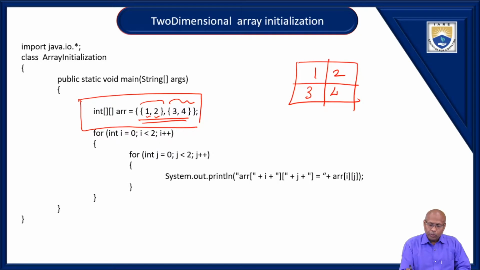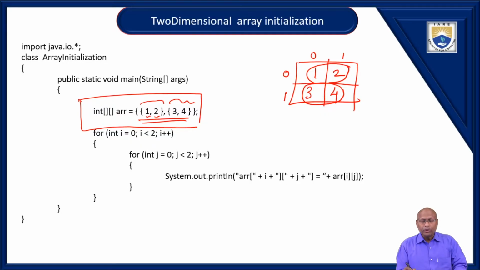So, this is 0th row, this is 1th row. This is 0th column, this is first column. So, in this format, the data is stored. 1, 2 are stored in the 0th row, 3, 4 stored in the second row.